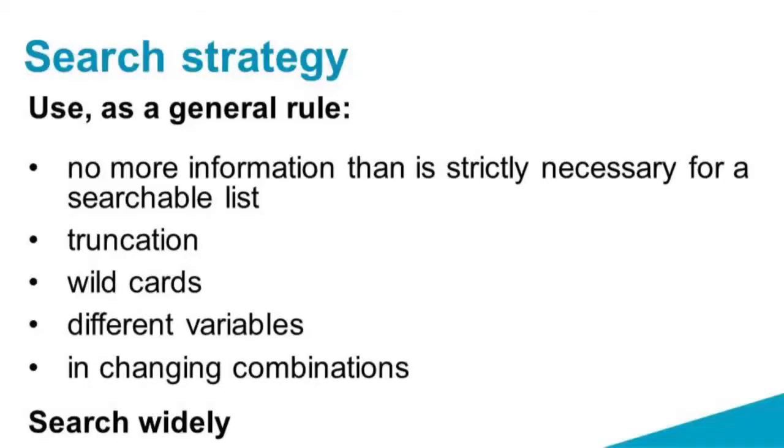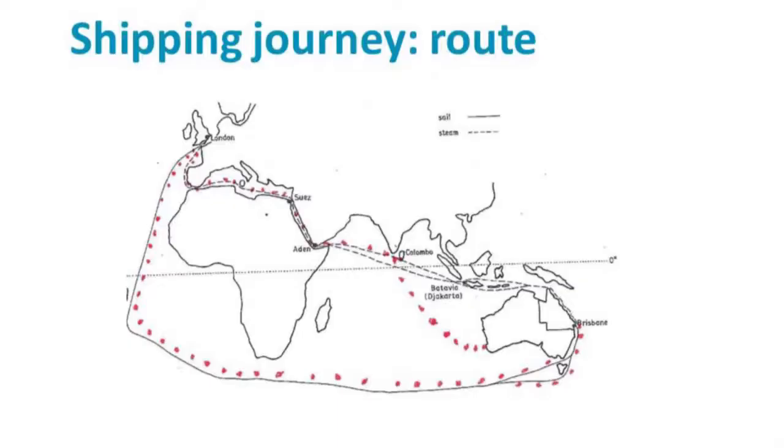So this is just a general rule in search strategies. Try not to use more information than is strictly necessary, so less is better. Use truncation, which means using something like an asterisk, that's your wild card. Just search for the first 3 letters of a name, if it's an unusual name, and try different variations of a name. If you find a name's been spelt more than one way, try those different ways and search as wide as possible.